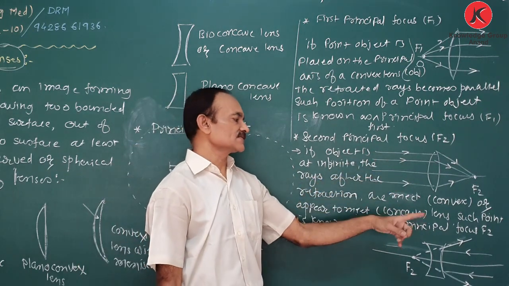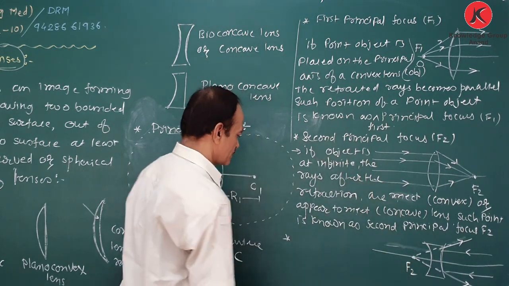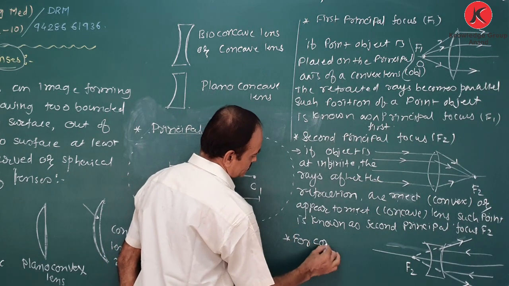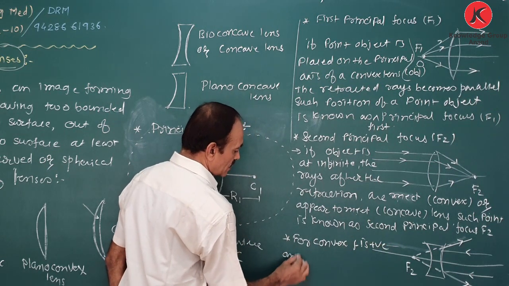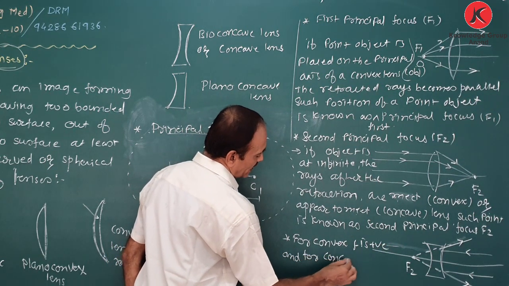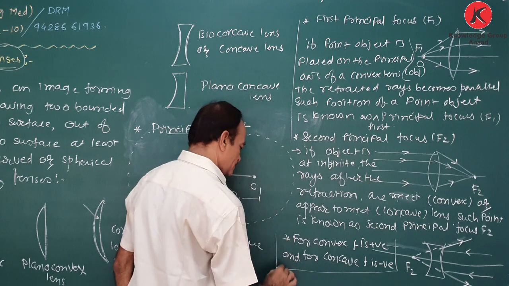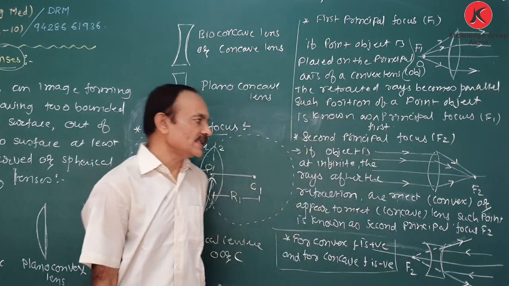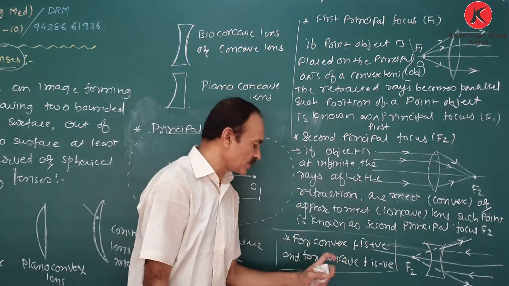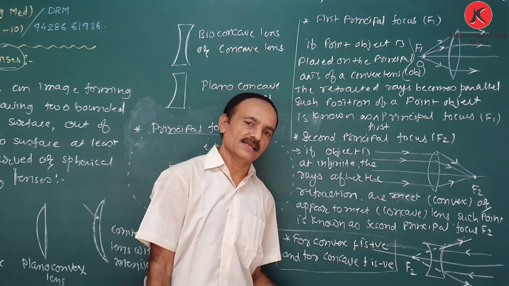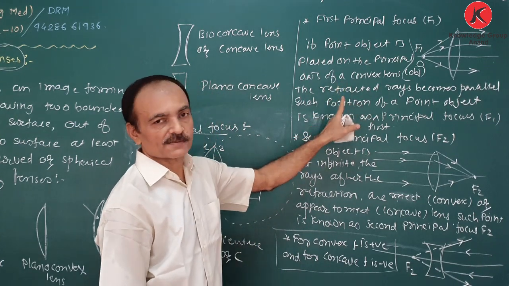For a convex lens, the focal length is positive. For a concave lens, the focal length is always negative. For convex, F is positive, and for concave, F is negative. So when we are using the sign convention for the focal length, always keep in mind that for a convex lens F is positive, for a concave lens F is negative always. Clear this thing? Okay.